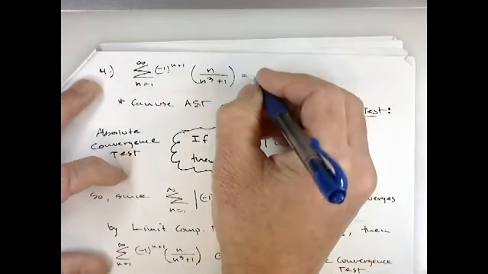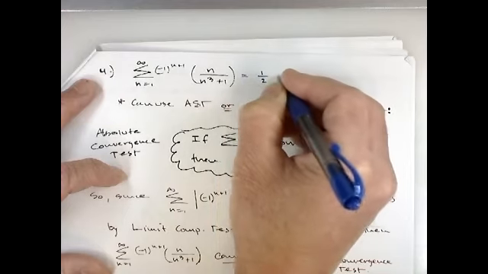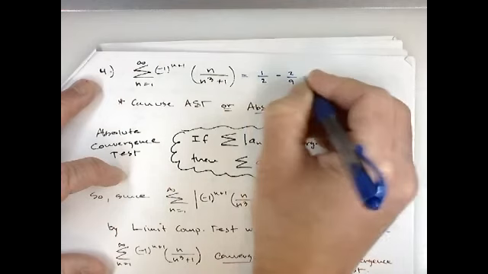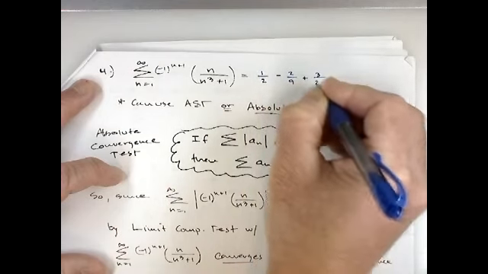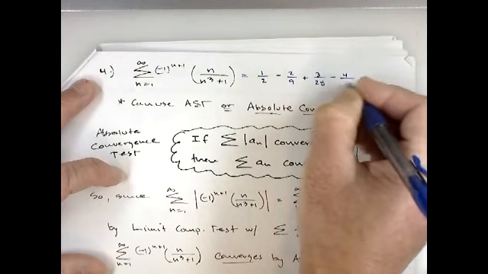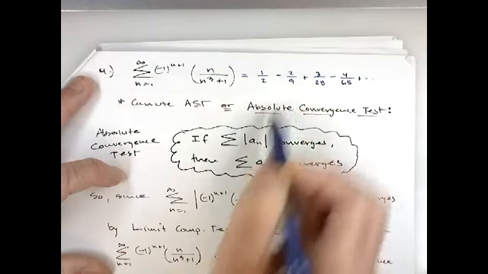In other words, let's write out some terms. So the first term is 1/2, and then minus 2 over 9, and then plus 3 over 28, minus 4 over 65, I believe.